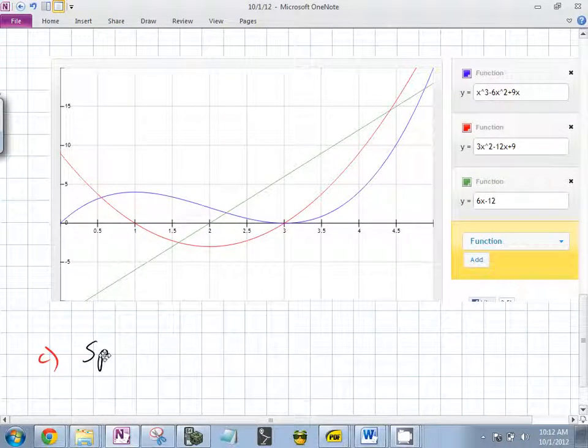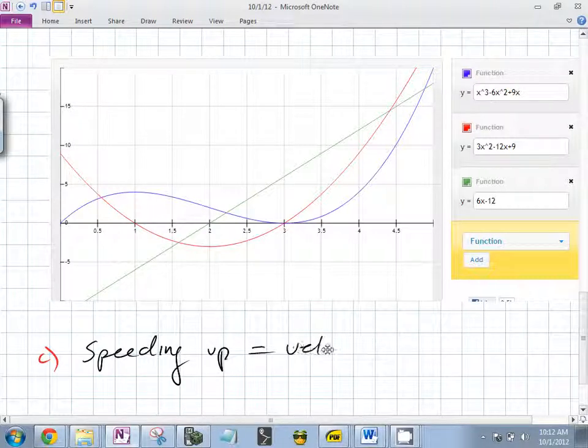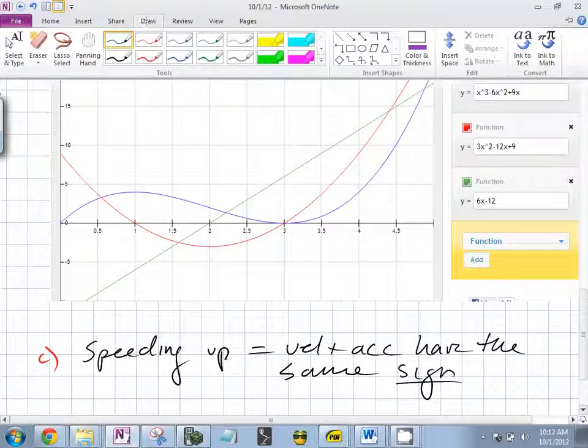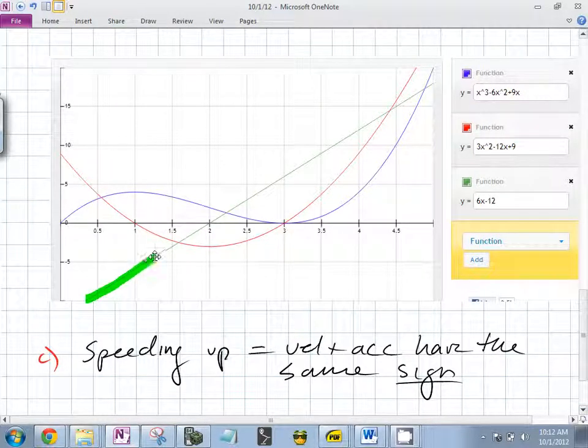What does speeding up mean? What's the simplest way to say it? Velocity and acceleration have what? Yeah, what's an easier way to say the same sign? So velocity and acceleration are both positive or both negative. So the green one here, what is the green here? This is the acceleration right here.